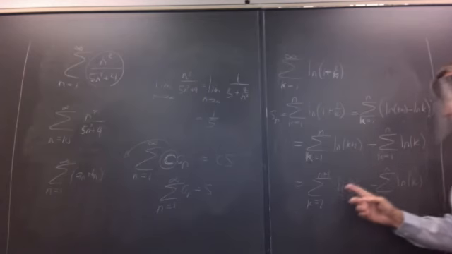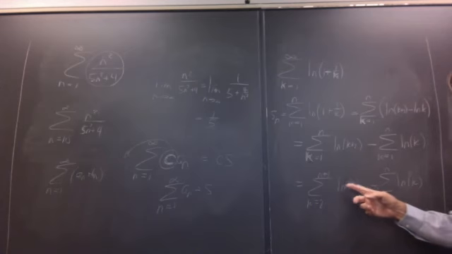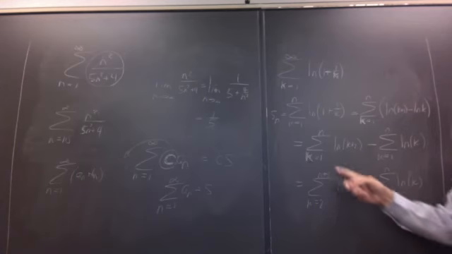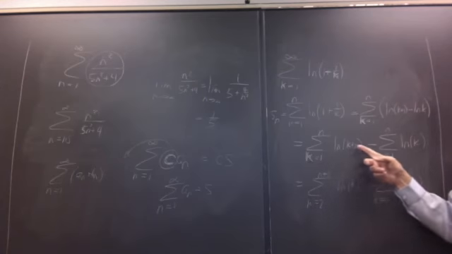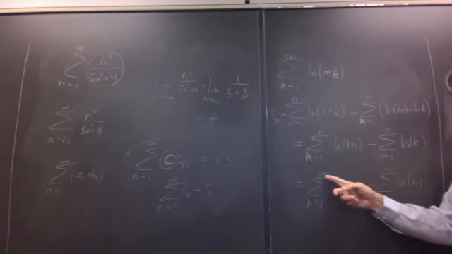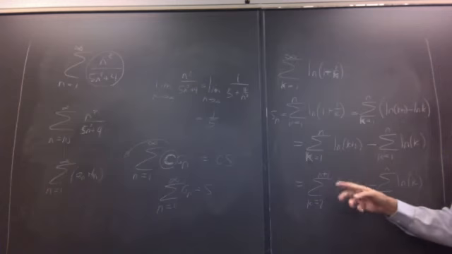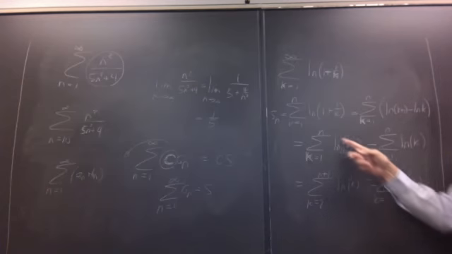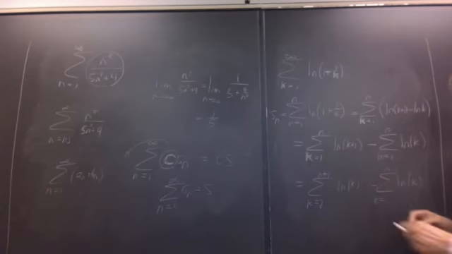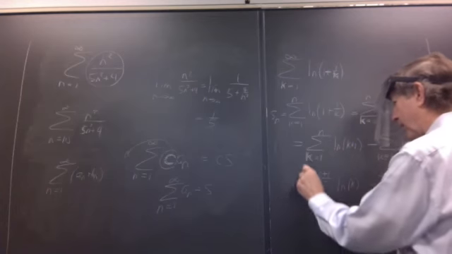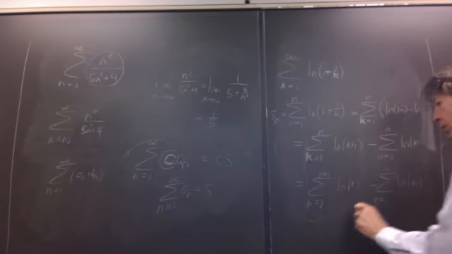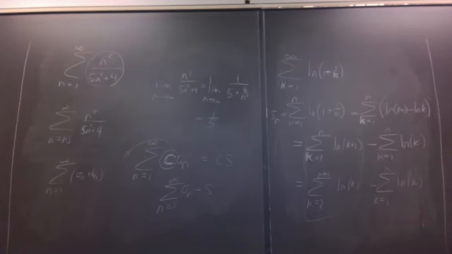Now, if I let k be 2, I get log 2 in this one. If I let k be 1, I get log 2. That's the same. If I let k be n plus 1 in the bottom one, or if I let k be n in the top one, I get the same thing. So these two things I'm going to put a box around are equal. I just changed the meaning of the index.